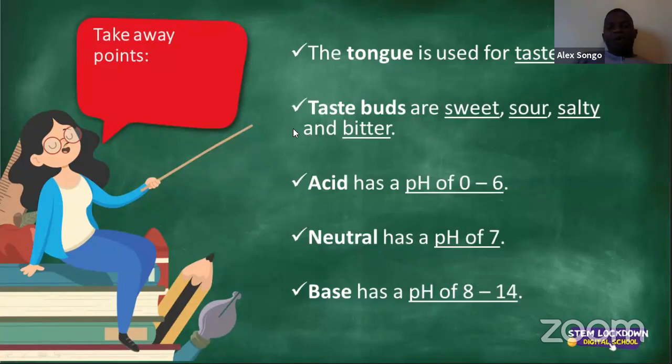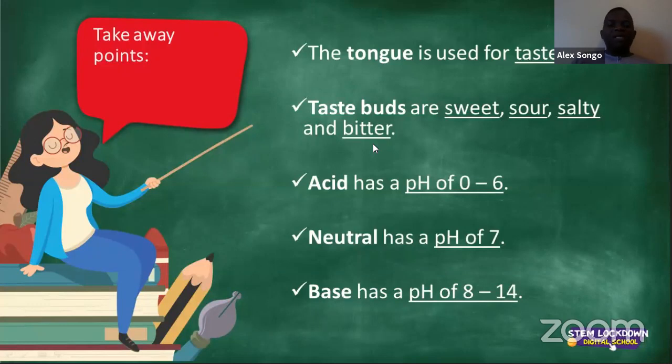So what is our takeaway point from today's lesson? Number 1 is that the tongue is an organ that, ladies and gentlemen, we use for taste. Taste buds are taste buds because they are meant to distinguish different types of tastes in substances or products which we expose to our tongue. What are those? Sweetness. Is something sour? Is something salty? Is something bitter? So we've got taste buds that are important in dealing with that.